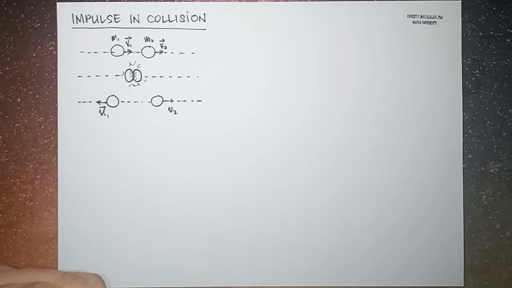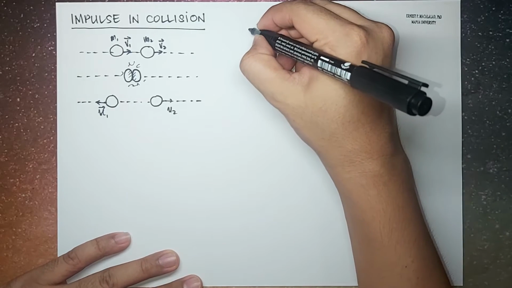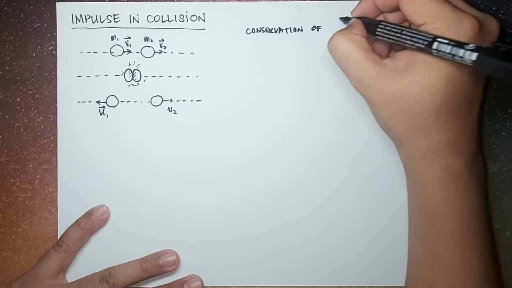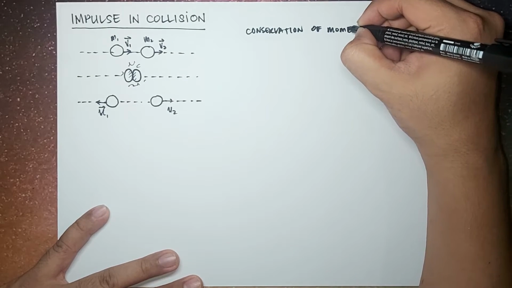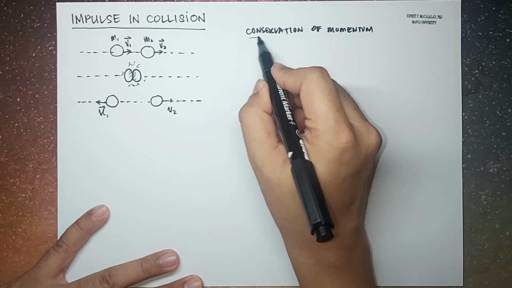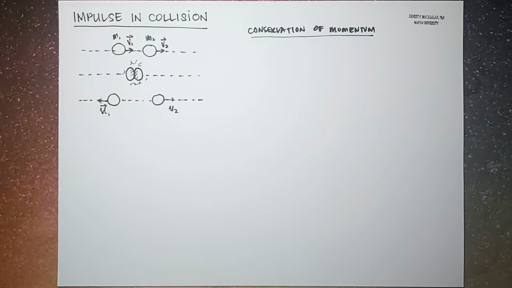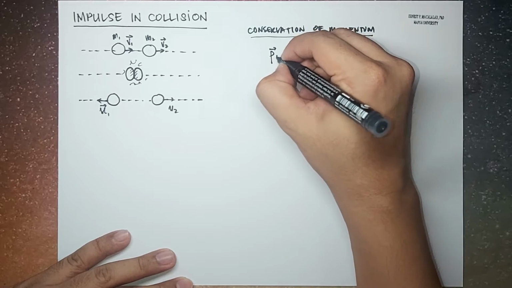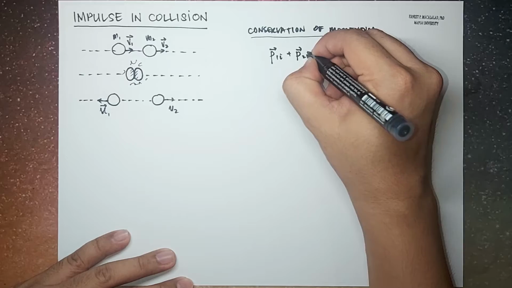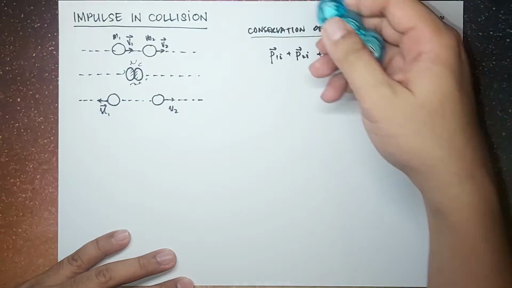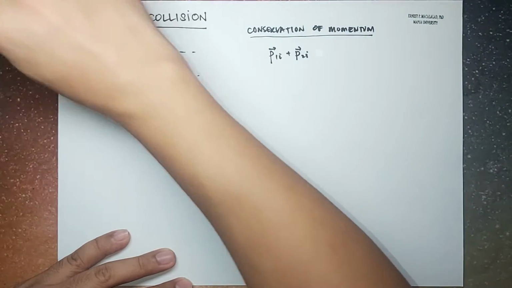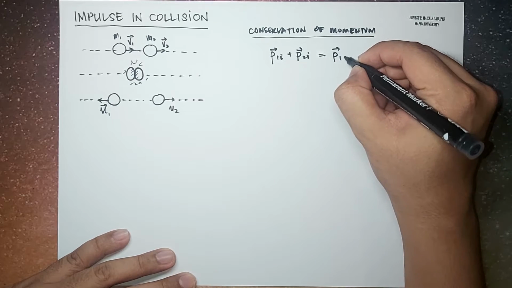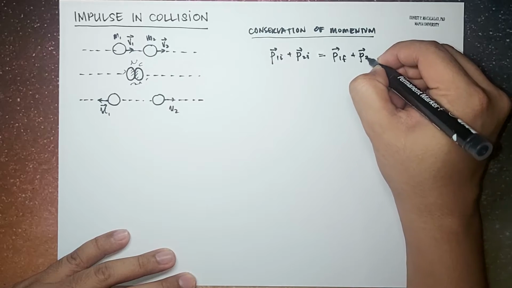In our previous discussions, we talked about the conservation of momentum. Again, the context here is linear momentum, and it states that the momentum before and after collision are the same. So if this is the total momentum of the system before, this is always equal to the total momentum of the system after collision.